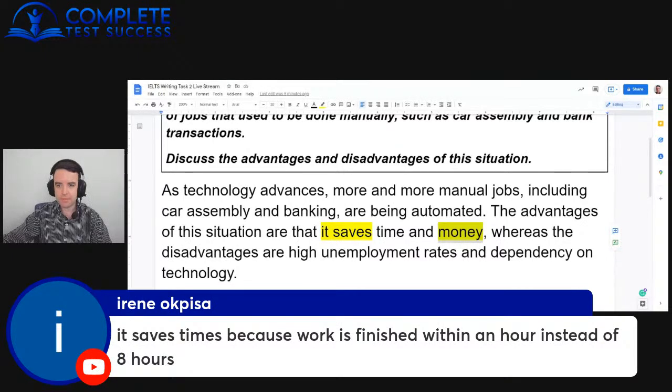It saves time because work is finished within an hour instead of 8 hours. That's too vague. You're describing the outcome, you're not explaining how it happens. So basically you said it saves time because it's faster. Well, we can assume that the way to save time is to do something more quickly. So no, that won't work. You'll have to explain how it can be done in 1 hour instead of 8 hours. How is that happening? That's what your explanation needs to be, Irene.